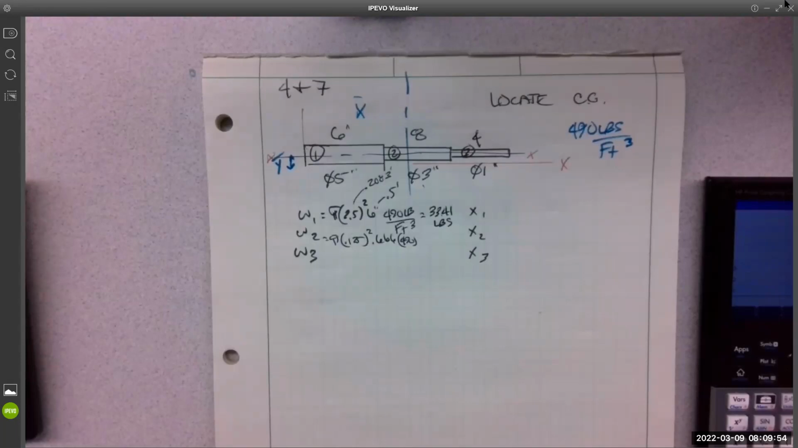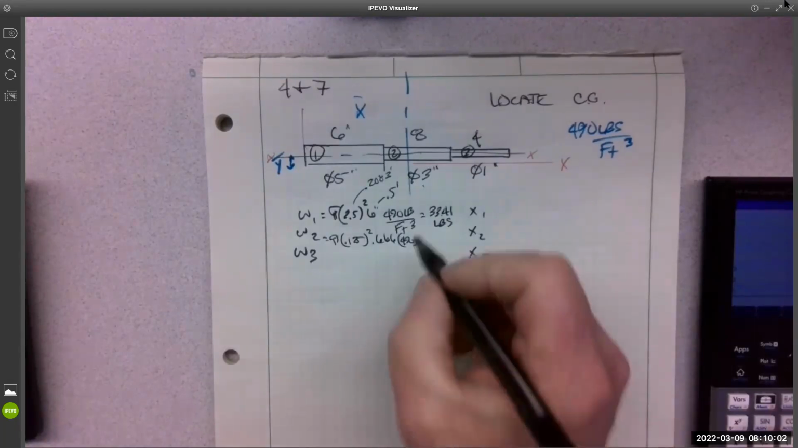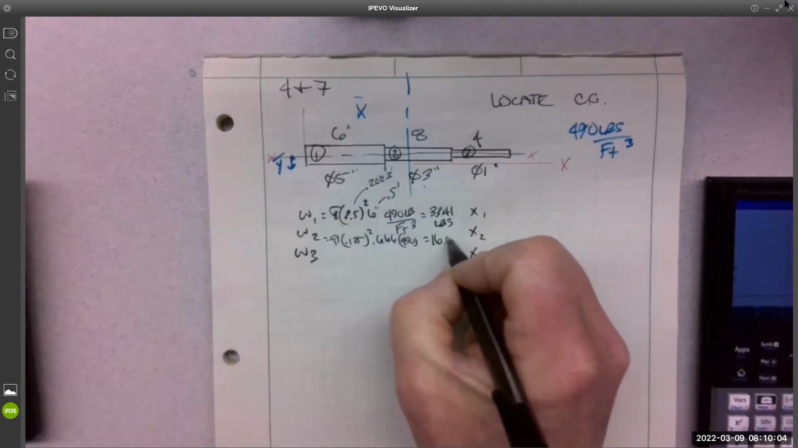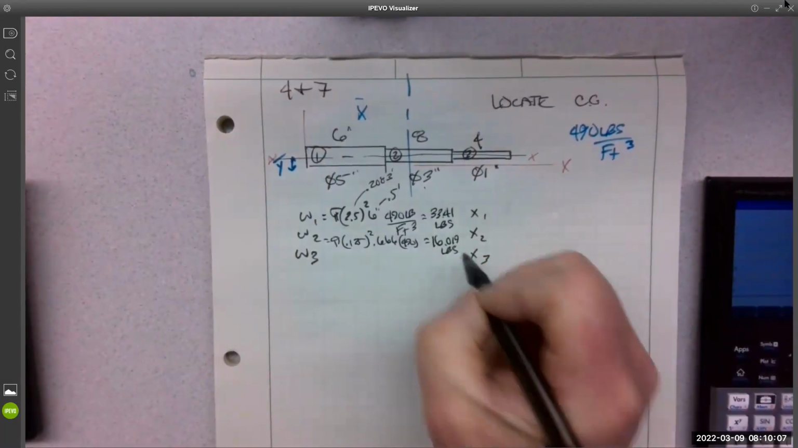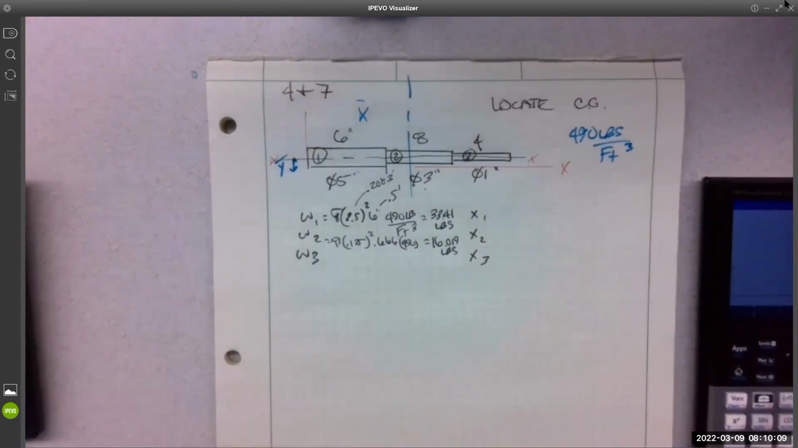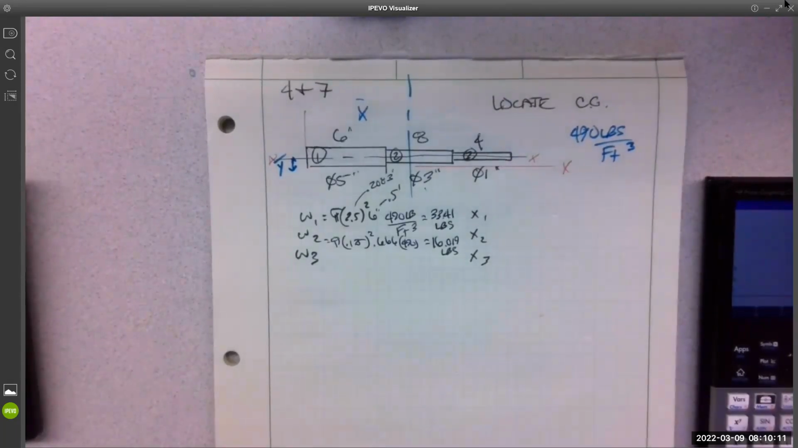We would expect it to be less, right? It's a little longer, but it's less diameter. So I get 16.19019. All right, let's get that. Okay, so that's just rounding. I'm good with that.